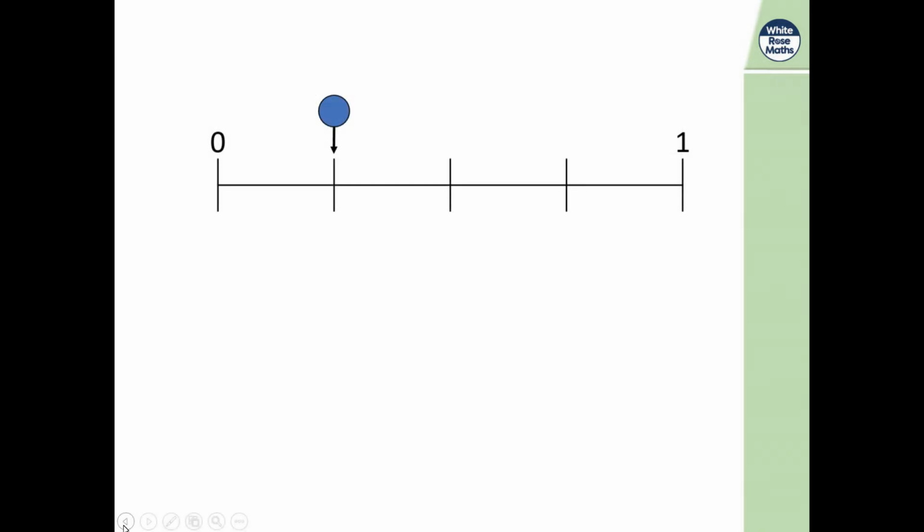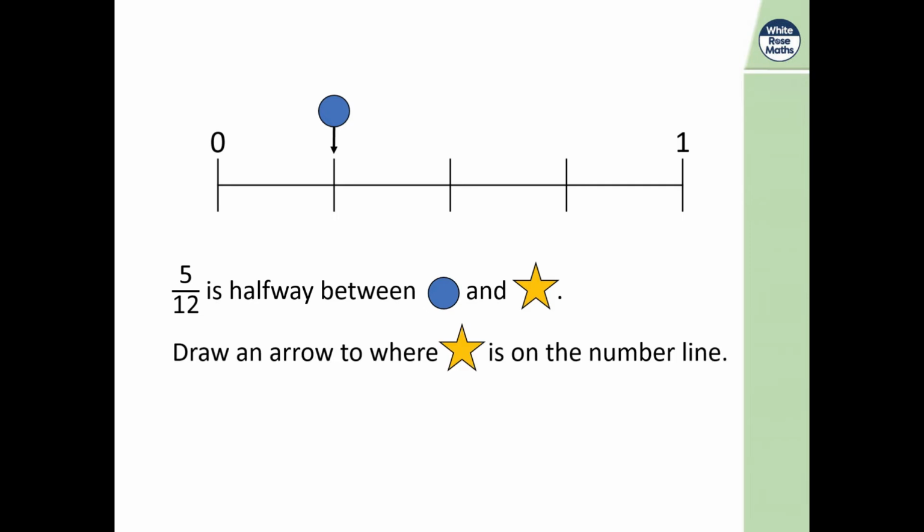Let's have a look at a puzzle together. This number line is divided into 4 equal sections. 5/12 is halfway between that blue circle and the yellow star. Draw an arrow to where the yellow star is on the number line. And what fraction is represented by the star? Pause the video and have a think now.